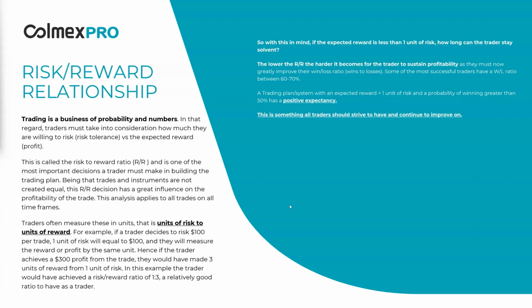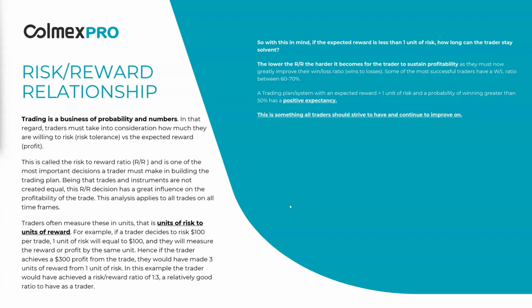Being that trades and instruments are not created equal, this RR decision has a great influence on the profitability of the trade. This analysis applies to all trades on all time frames. So traders often measure these in units, that is, units of risk to units of reward. For example, if a trader decides to risk $100 per trade, 1 unit of risk will equal $100 as well. And they will measure the reward or profit by the same unit.